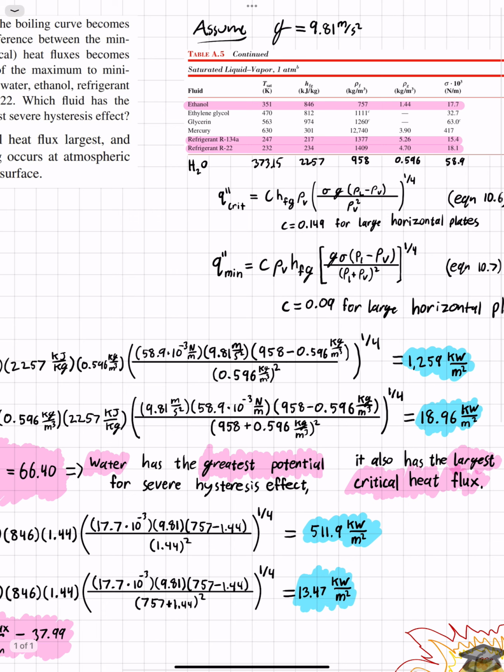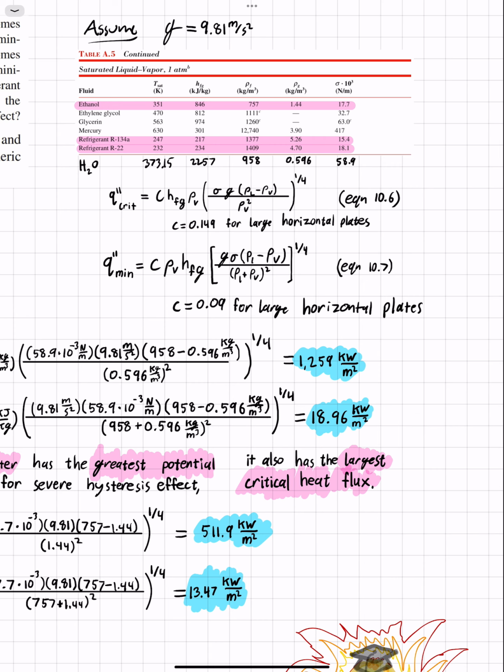So we know from the book, equation 10.6, that the maximum or critical heat flux is equal to C times h_fg times the density of vapor times the quantity sigma g times density of liquid minus density of vapor over the density of vapor squared, all to the 1/4. And for large horizontal plates, C is equal to 0.149.